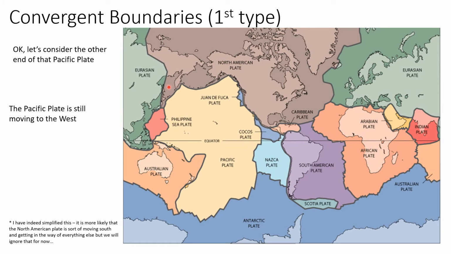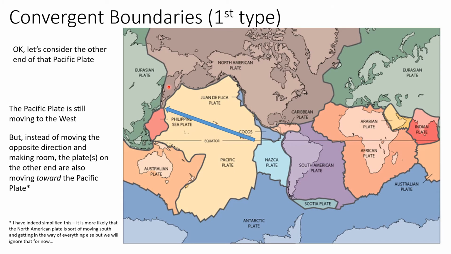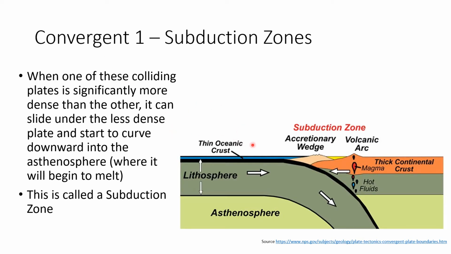So we've got the Pacific plate moving west, and instead of moving in the opposite direction and making room, the other plates are moving towards it. So now we have a collision, and we have to deal with what's going on in those collisions. So when that collision happens, I would note on this figure that this one's backwards. I started to flip it, but then I thought that the words would be in the opposite direction. I didn't want to do that. So just think about it. Now we're going in the opposite direction.